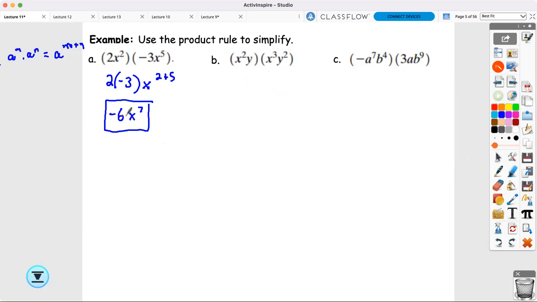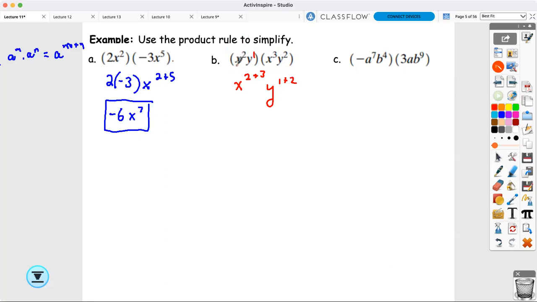Your final answer will be best, just like this, -6x to the 7th. And then now let's look at B. We have two variables, so let's look at the X value. So what's my exponents for X? We're gonna add a 2, and then we have a 3 over here. Now for the Y exponent, we have an invisible 1 plus 2.